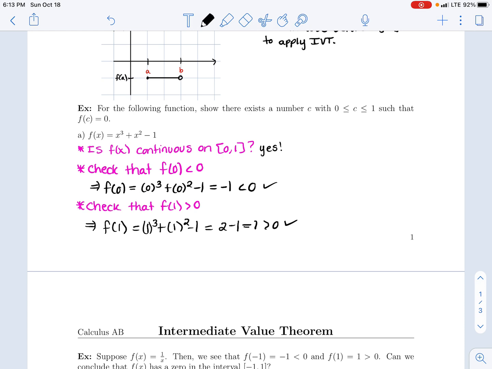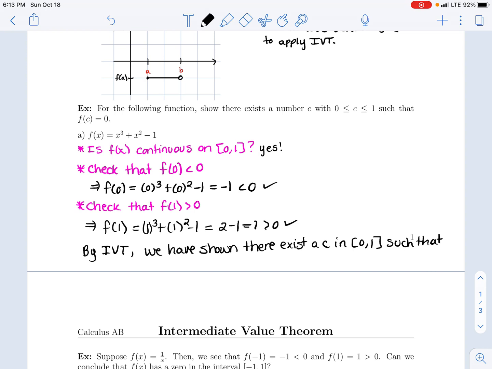Well, I can say then by the corollary to IVT, or just by IVT, I'm just going to say by the intermediate value theorem, we have shown there exists a c in, sorry, I forgot you guys don't know what that symbol is. c in 0, 1, such that f of c is equal to 0. Okay, so we've shown that.